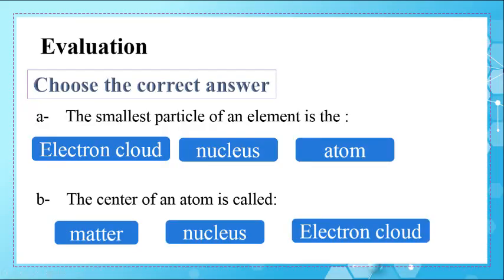Evaluation. Choose the correct answer. The smallest particle of an element is the atom. Correct. The center of an atom is called the nucleus. Correct.